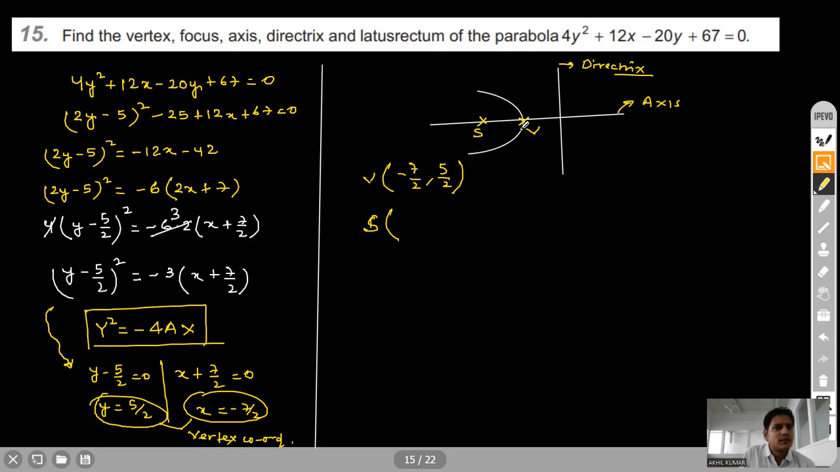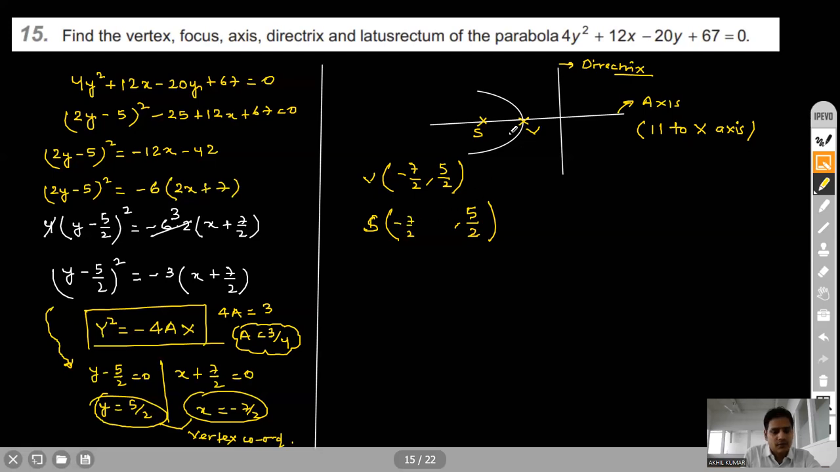So if you see, the axis of this parabola will be parallel to x-axis, right? So the y coordinate of focus will be same as the y coordinate of vertex. So I'm first writing the y coordinate, and what will be the x coordinate? What will be the value of a from here? From here, we can get the value of a. So this 4a is equal to this 3, so we got the value of a as 3/4. So basically, the x coordinate of focus will be this -7/2.